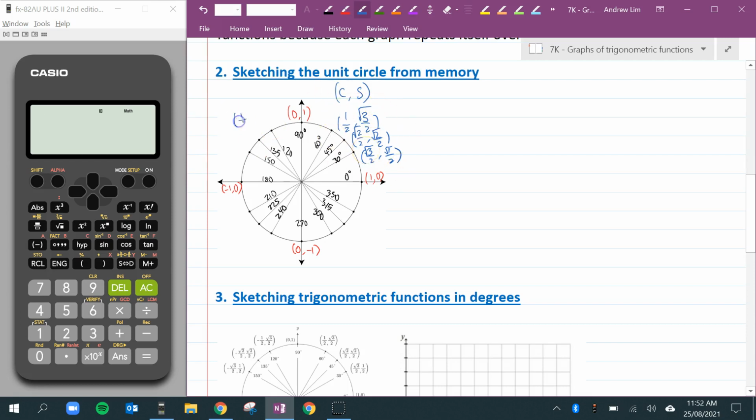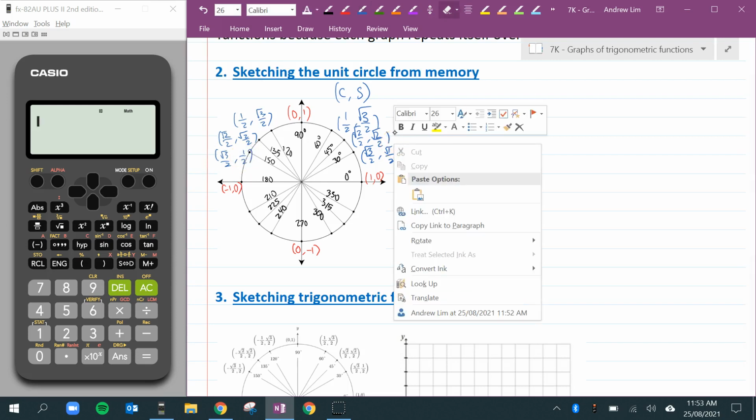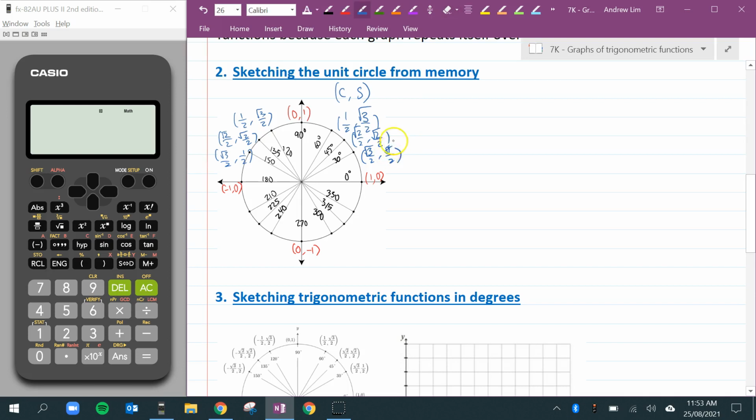So we'll have 1 over 2, root 3 over 2, root 2 over 2, root 2 over 2, and this one here will be root 3 over 2, half. On the left part of the y-axis, x is negative. So we're going to put negative signs in front of them. And then we can do exactly the same thing.